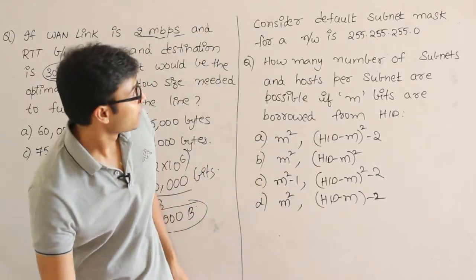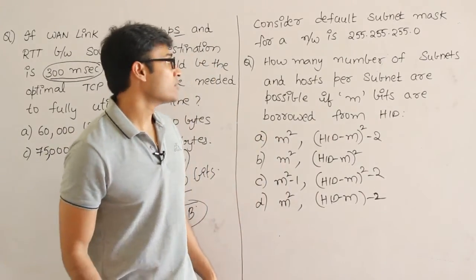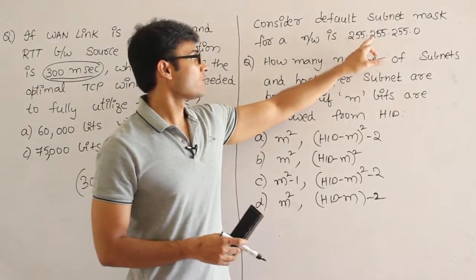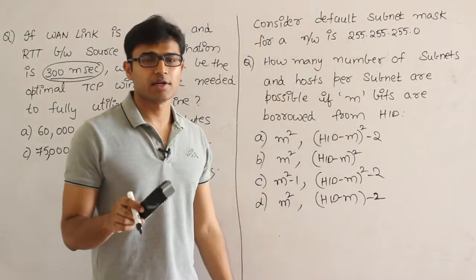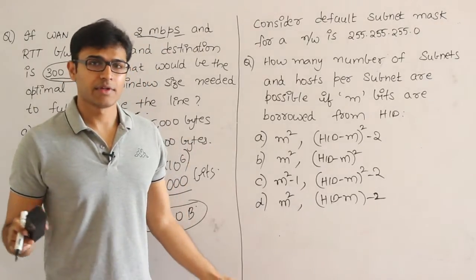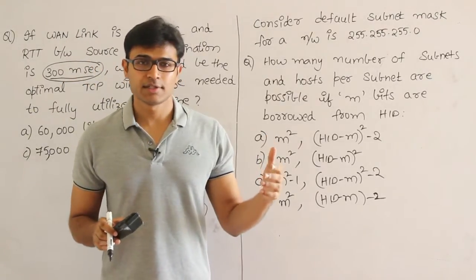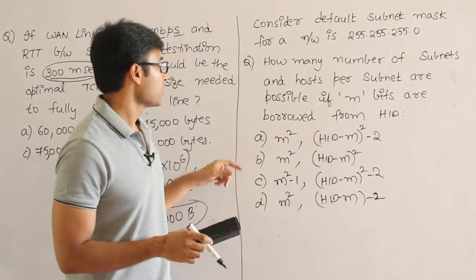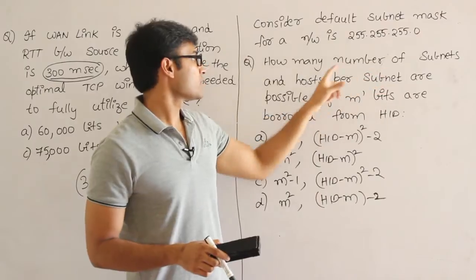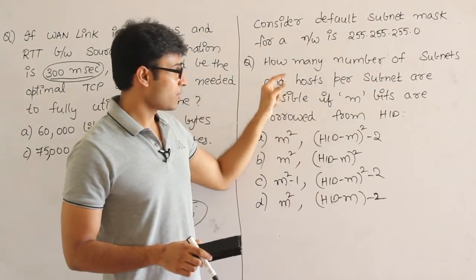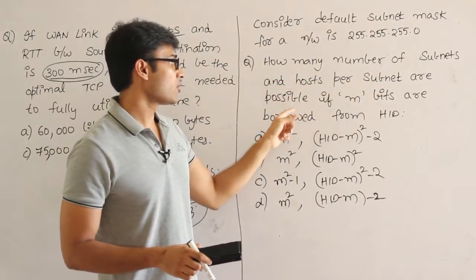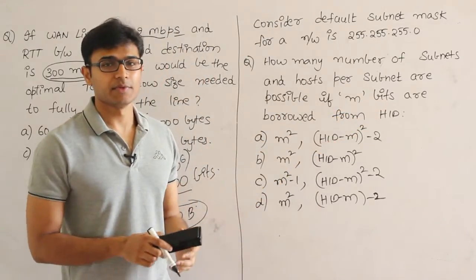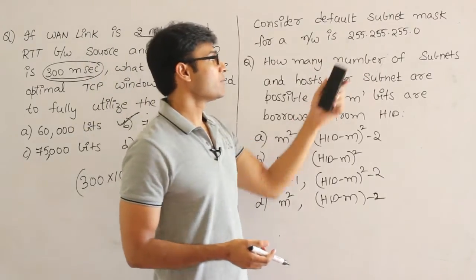Consider the default subnet mask for a network, which means they are saying that the default subnet mask for a network is 255.255.255.0, which is nothing but a kind of class C. I don't know whether it is class C or not, but you could imagine that 24 bits are there in the network ID and 8 bits are there in the host ID part. Now, how many subnets and how many hosts per subnet are possible if m bits are borrowed from the host ID? Which means how many bits are there in the host ID part here?